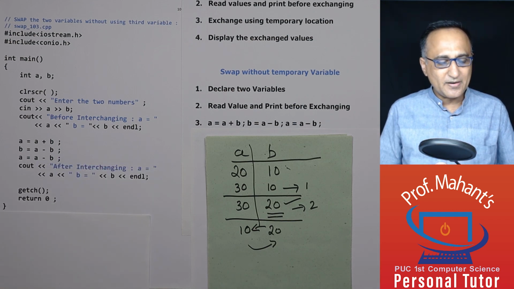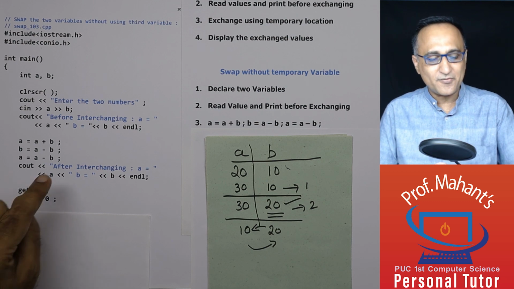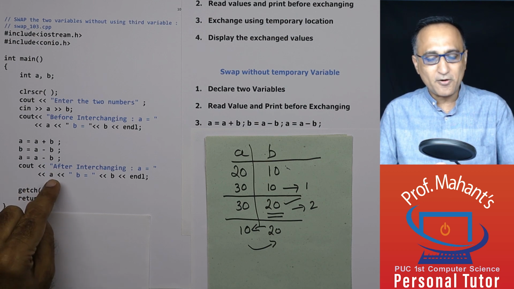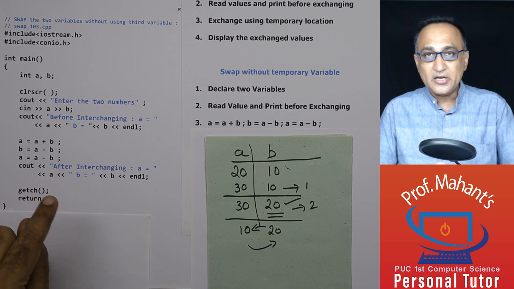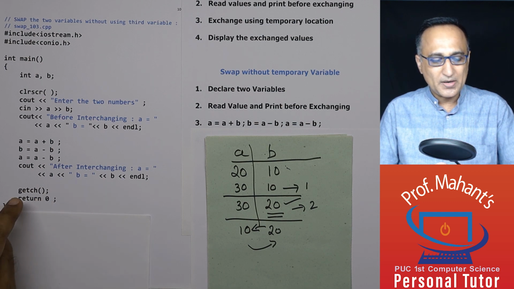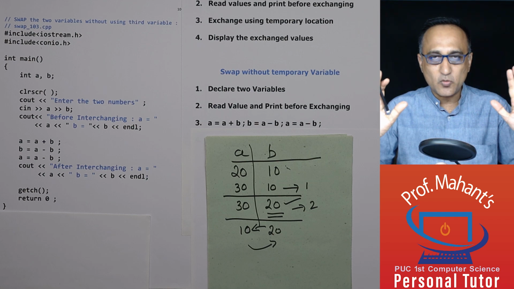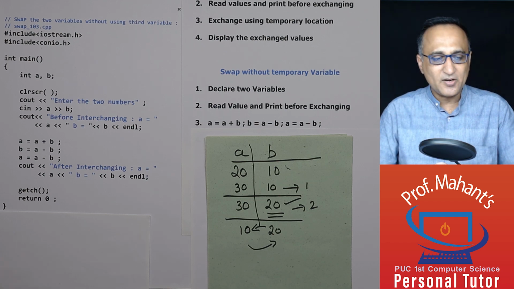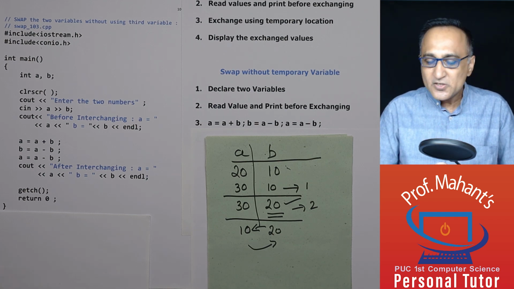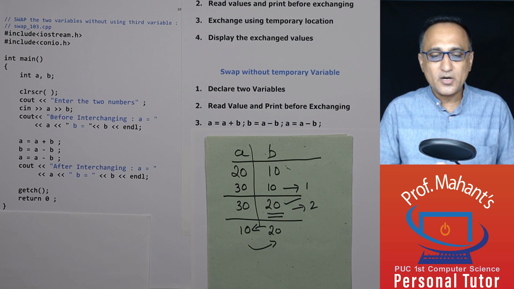And if you take a look at it, this is how the program is going to look. After the exchange, you're going to print the value of A, which is going to print as 10. The value of B is going to print as 20. Then you're going to do a getch to hold the screen so that you can see the output, and then do a return 0. So I hope this gives you two different ways of exchanging the values in two memory locations, without using a third variable or a temporary memory location.